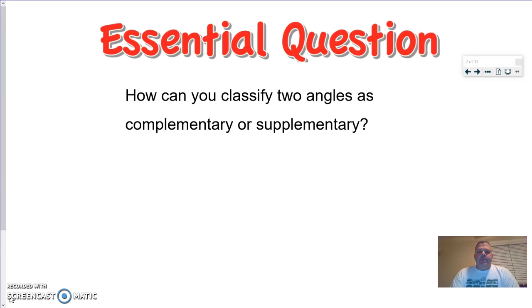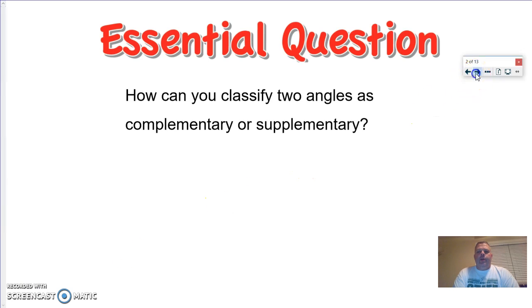Our essential question today is, how can you classify two angles as complementary or supplementary? So yesterday we talked about adjacent and vertical angles. Now we are going to talk about complementary and supplementary.